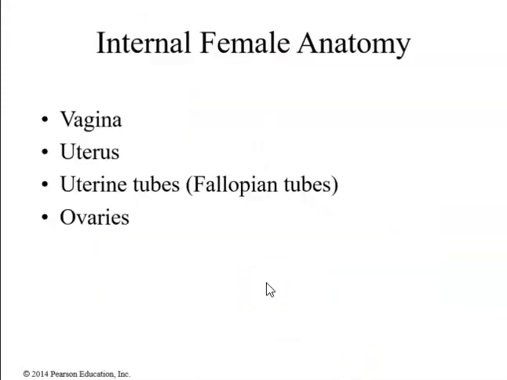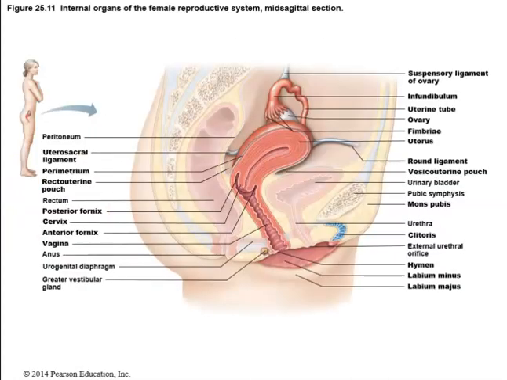Internal female anatomy includes the vagina, the uterus, the uterine tubes, also known as the fallopian tubes, and the ovaries. And here's a mid-sagittal section of the internal organs of the female reproductive system. So here is the inner labia minora, we can see this is the bone of the pubic symphysis. Here's that fatty pad making up the mons pubis, and then attached to the inferior border is the clitoris, with the glans clitoris being the anterior most part of the labia minora.